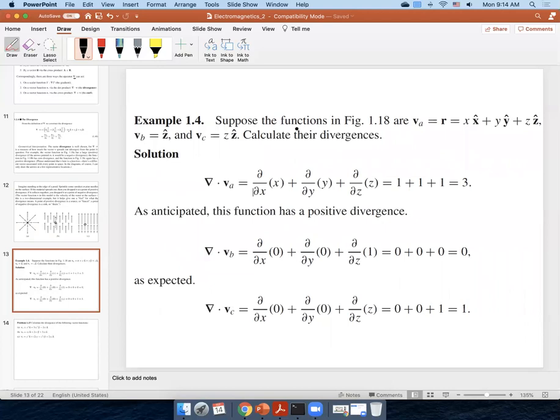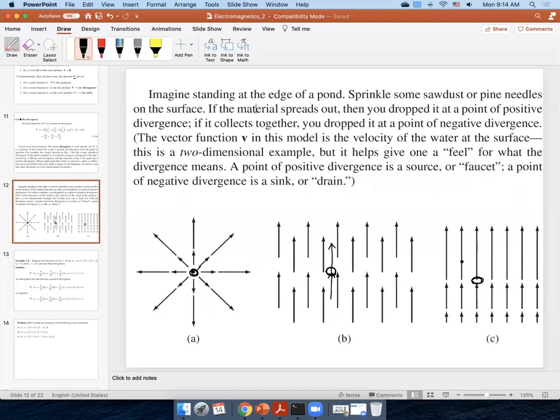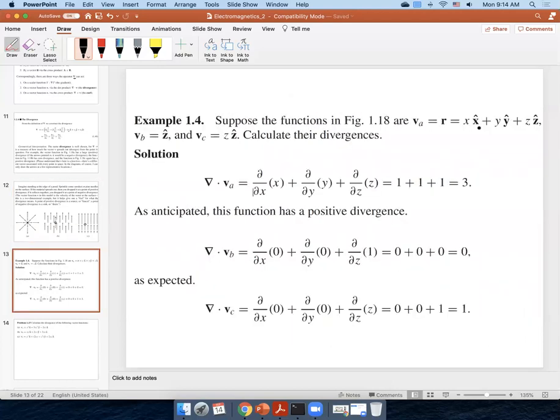Okay, suppose the functions in those three figures are here, here, and here. So A, B, C, there's three functions. Let's calculate their divergence. Let's just take one function as an example. This is the first function. Now let's solve the example.